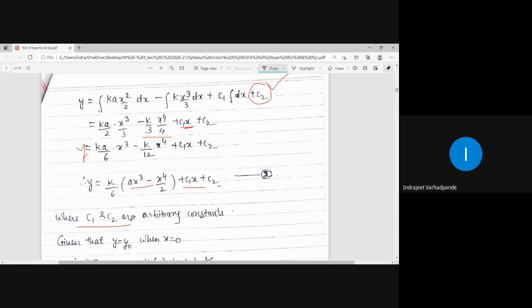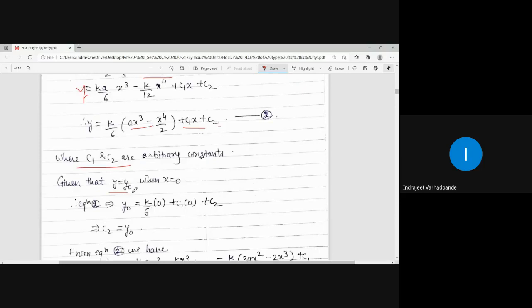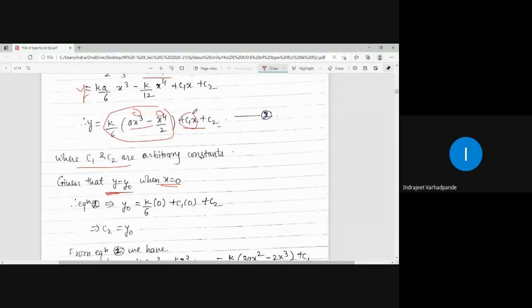Now what are the given conditions? The given conditions are y is equal to y0 when x is equal to 0. So this is also 0. So what is the value of c2 coming out as? The value of c2 is coming out as y0. c2 comes out to be y0. I put this particular value over here. So we get the answer as y is equal to this.